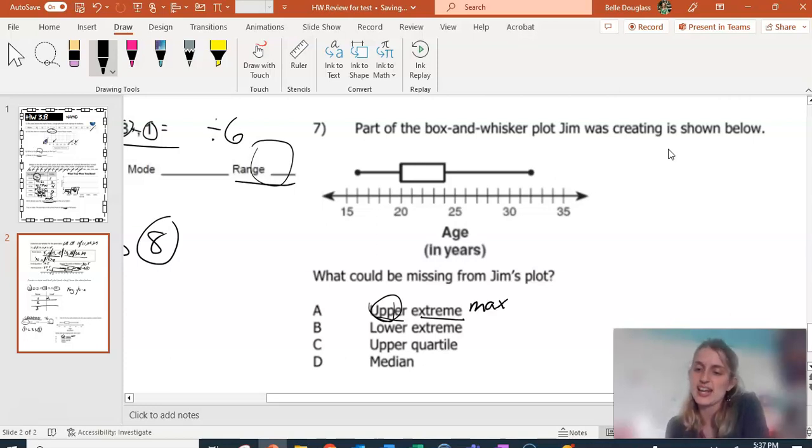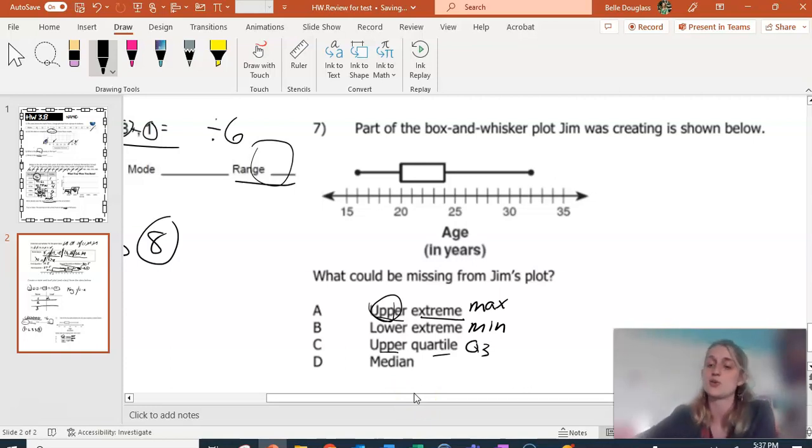If I tell you you're extremely quiet, that means you are the quietest, also known as the smallest voice, the minimum. If I'm looking at my upper quartile, I'm looking at the biggest quartile, which would be quartile 3. Or median, you know, means the middle number. So which of those is missing from this graph?